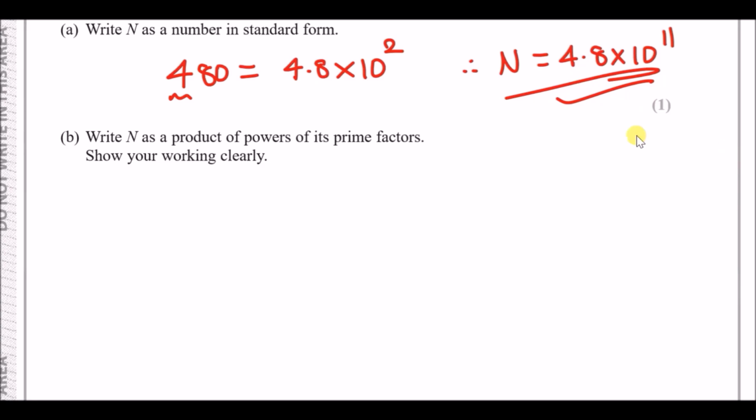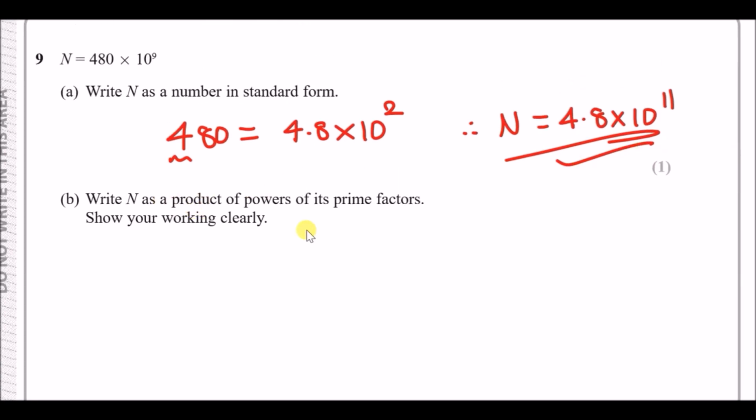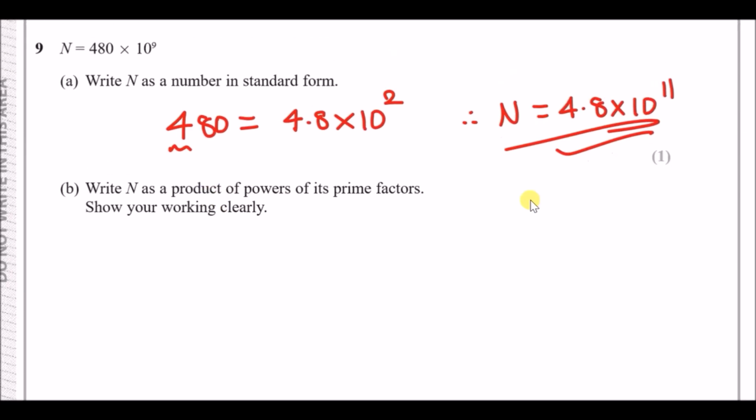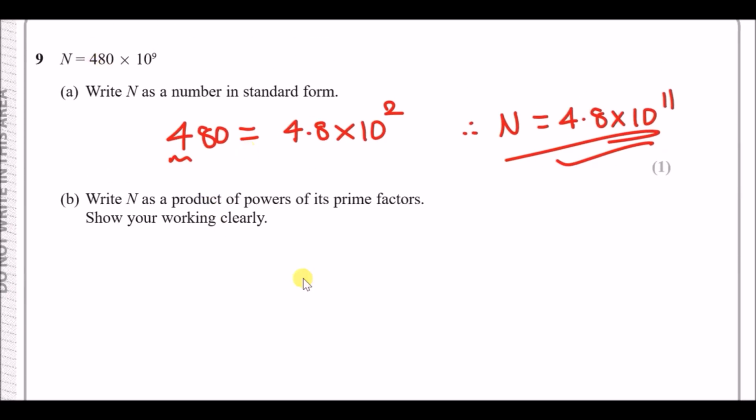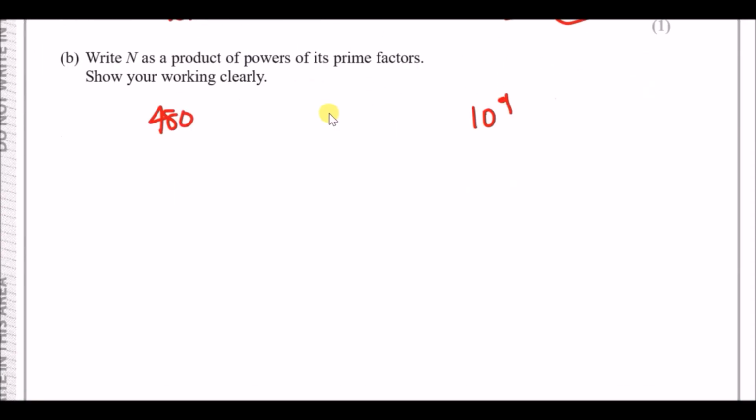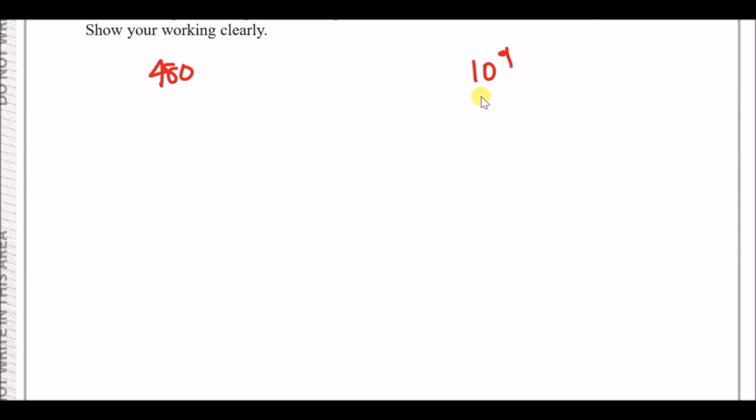Now for b, write n as a product of powers of its prime factors. Show your working clearly. Okay, so in this case, my usual tip is to separate these numbers, and whatever you do, do not multiply them head on, or you're going to be breaking down really big numbers and it'll take you a while. So my tip, let's do 480 first, yeah, and then do 10 to the power 9 later on. Now let's break it down into prime factors. So my first move would be to realize that there's a 0 at the end, so I can divide it by 10. So it'd be 48 and 10.